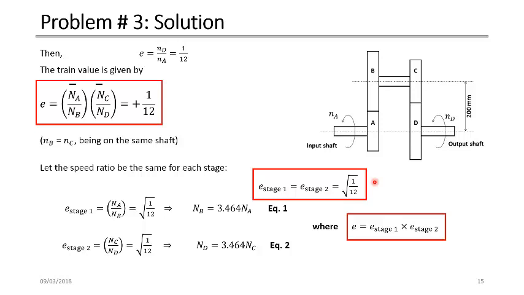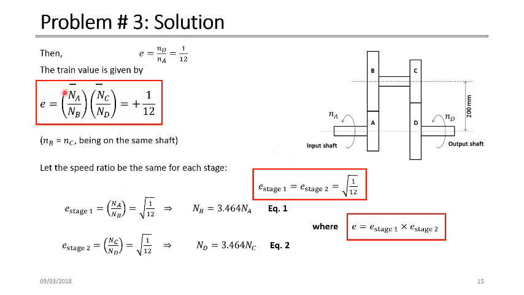It's not exactly 12. But if you wanted to get exactly 12, you could say E for stage 1 is equal to 1 over 3, and E for stage 2 is equal to 1 over 4. When you multiply 1 over 3 by 1 over 4, you get 1 over 12, which is this number. So you have two options here. If it is mentioned in the problem that you must get the exact number for the gear ratio, you need to factor this number. Otherwise, you just need to use the square root.